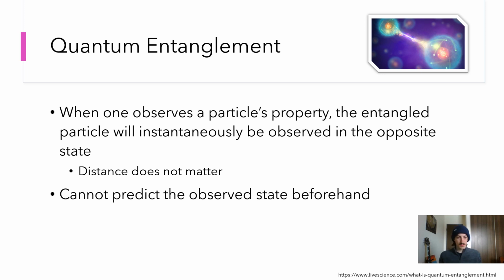One important property of this is that you can't predict the observed state beforehand, so you can't know whether it's going to be positive or negative before you actually check it.